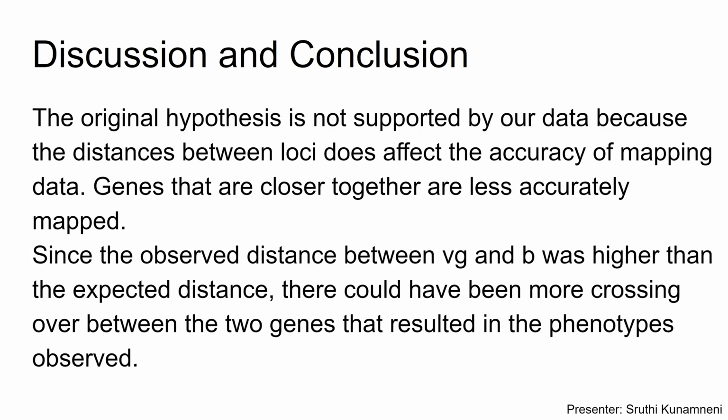So the original hypothesis is not supported by our data because the distances between loci do affect the accuracy of mapping data, and genes that are closer together, which in our case were the black and vestigial genes, were less accurately mapped. And since the observed distance between the vestigial and black genes was higher than the expected distance, there could have been more crossing over between the 2 genes, because when genes are farther apart, they have more crossing over between them, and that could have resulted in the phenotypes that we saw.